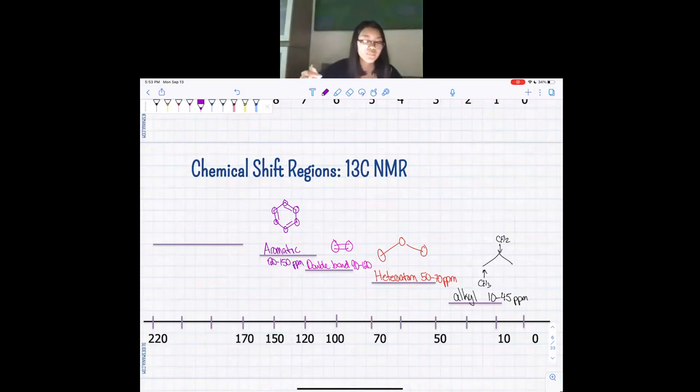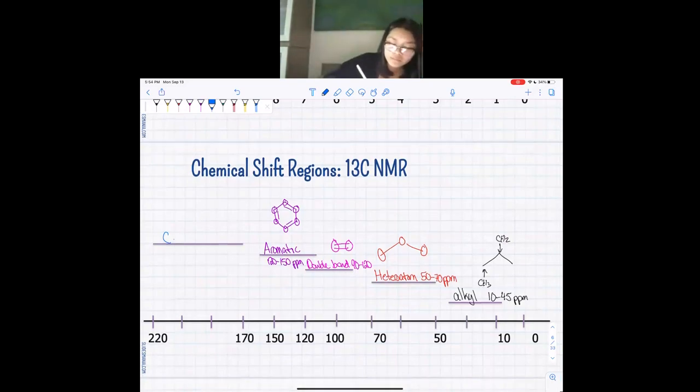And then finally, we have our carbonyl region. So this one has all the carbonyls in it, meaning our esters, the ketone, and all that, because remember, we're talking about the carbonyl carbon. So it's not like HNMR when we're looking at the hydrogens attached to the carbonyl. We are talking specifically about the carbonyl carbon.